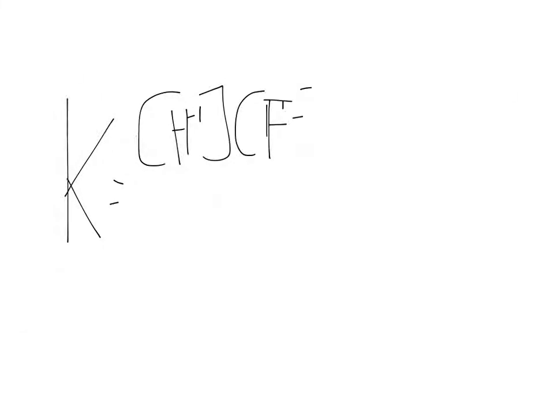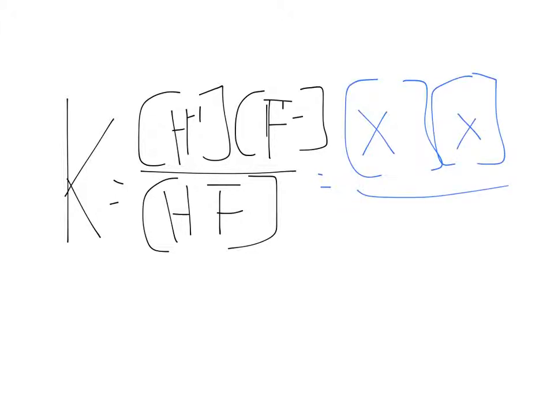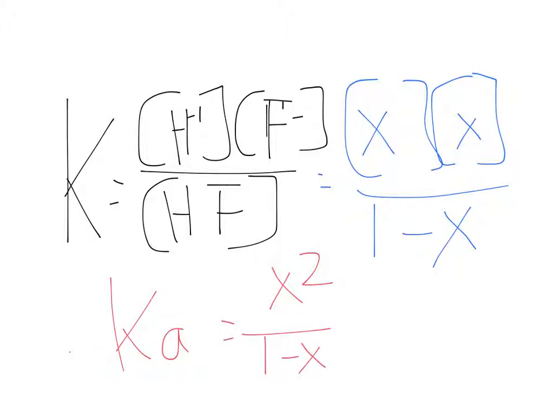So, if I have K, did I not have H plus times F minus over HF? Is that true? All right, what were H and F's concentrations? X times X. Now, obviously, we know that translates into X squared. But what was the E for HF? 1 minus X. But if I did X squared over 1 minus X, in math class, what would you have to do?